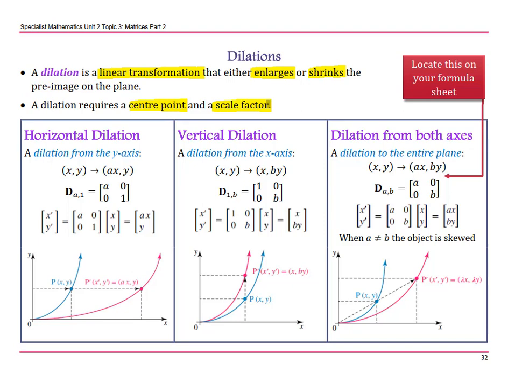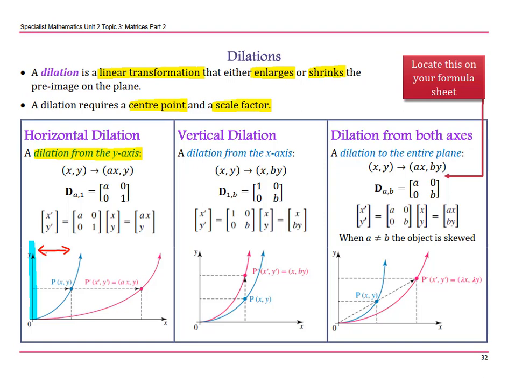So we can have three types of dilations. We can have a horizontal dilation, a vertical dilation, or a dilation from both axes. If we're looking at a horizontal dilation, it's from the y-axis. So it's stretching out from the y-axis. If you look at your axes here, there's your y-axis. It's moving out from your y-axis, or it could be a smaller than 1 dilation, which means it's going to come towards the y-axis.